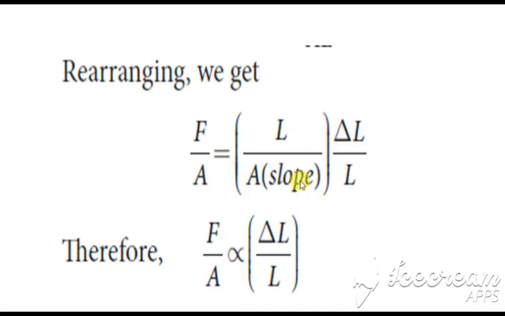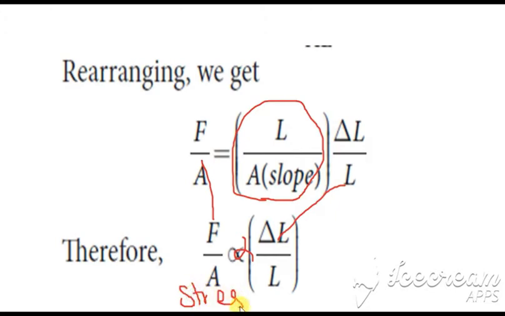del L divided by L. Okay, this can be written as a constant, and so F by A, which is proportional to del L divided by L. So what is F by A, which is equal to what? Stress, because stress is equal to force divided by area, is it not? And what is del L divided by L, which is change in dimension by original dimension, that is equal to what? Strain. Okay, so we have proved that stress is directly proportional to the strain.